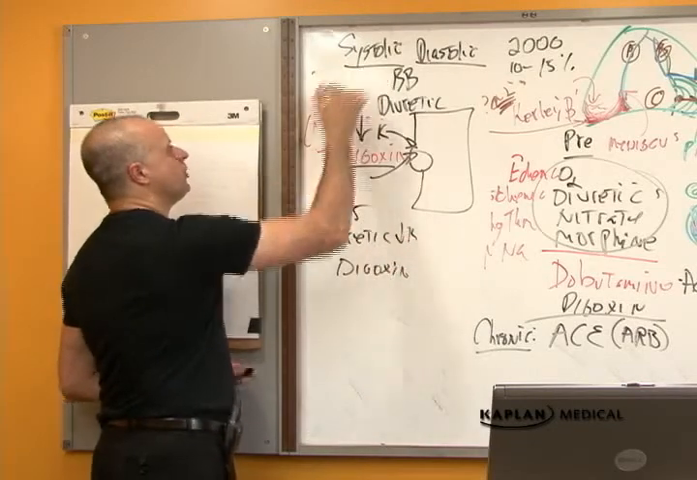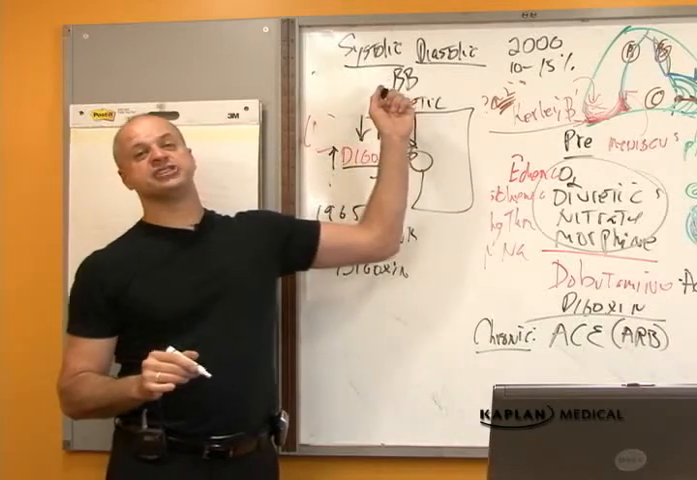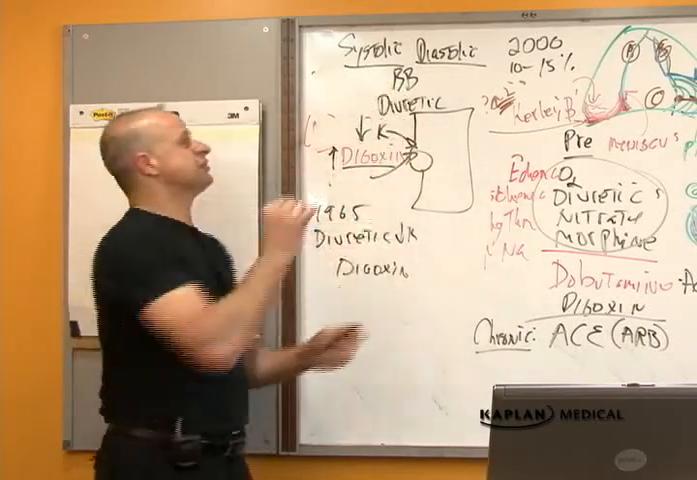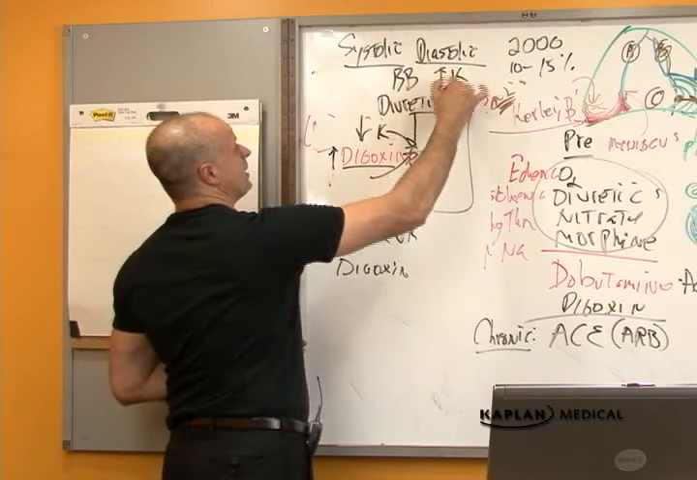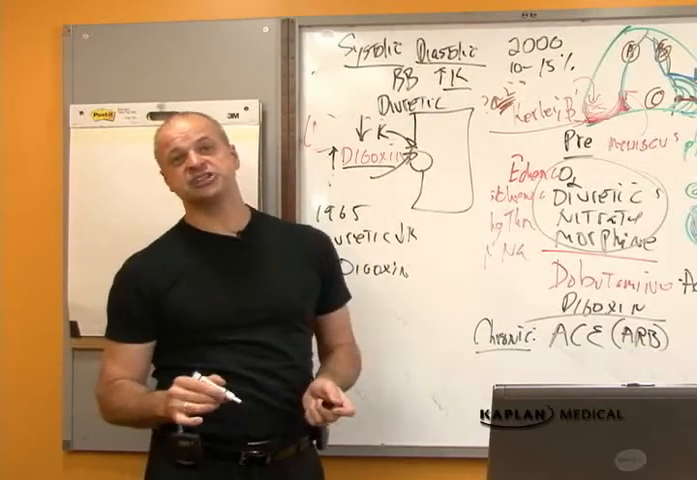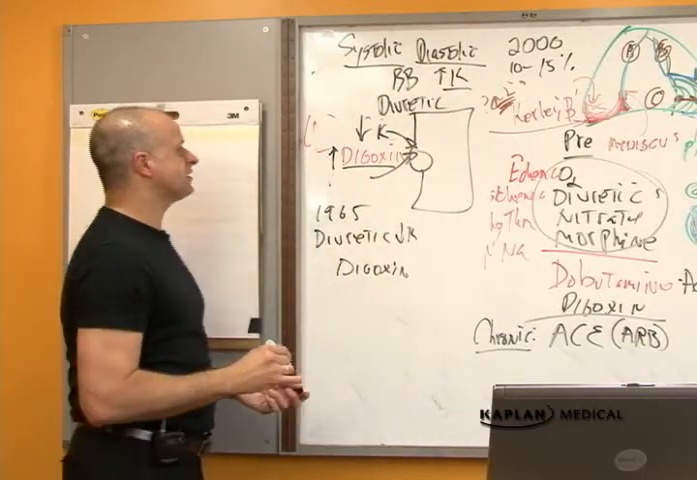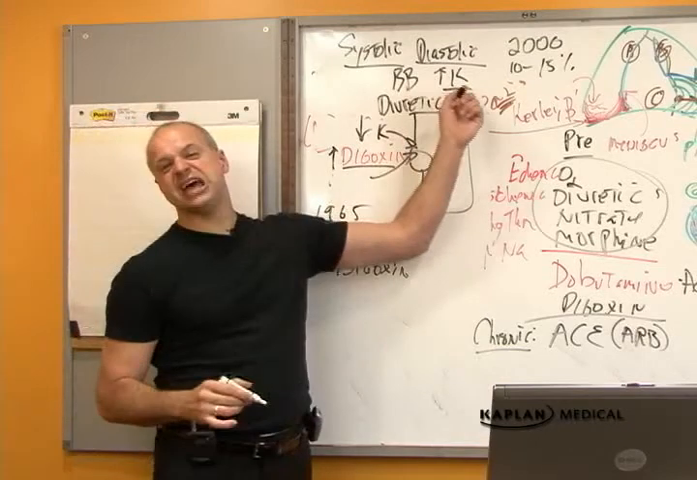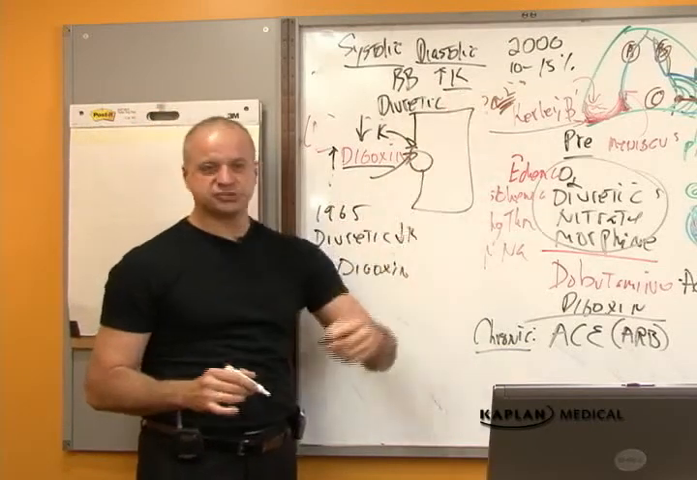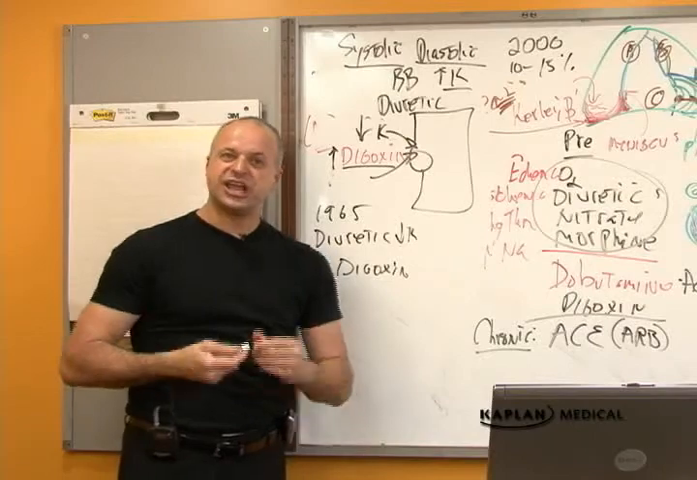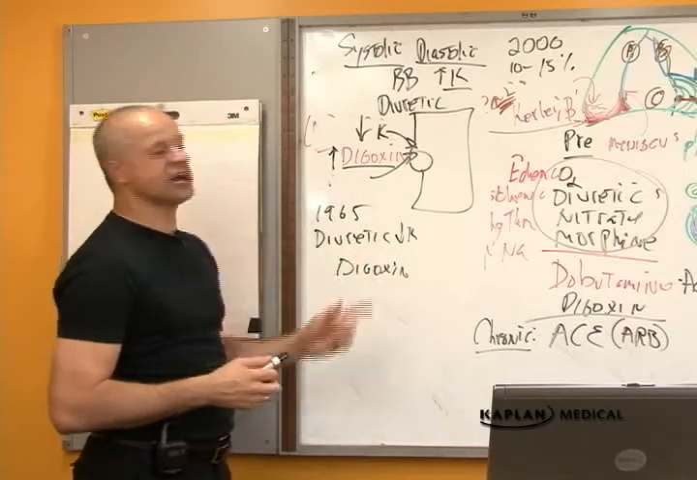Beta blockers, what is the effect of beta blocker on potassium? It increases potassium. Therefore, beta blockers inhibit digoxin toxicity. What are the effects of ACE inhibitors and ARBs on potassium? They increase potassium. Therefore, ACE inhibitors and ARBs prevent digoxin toxicity.